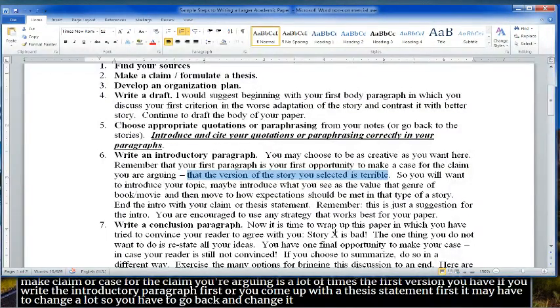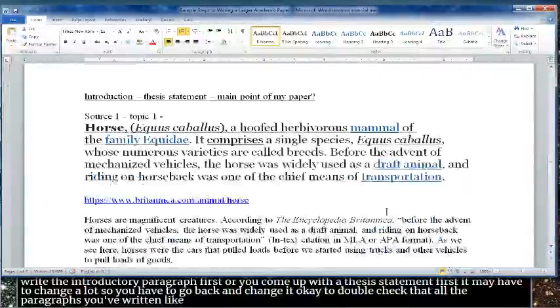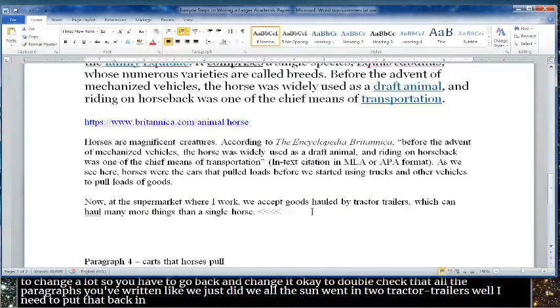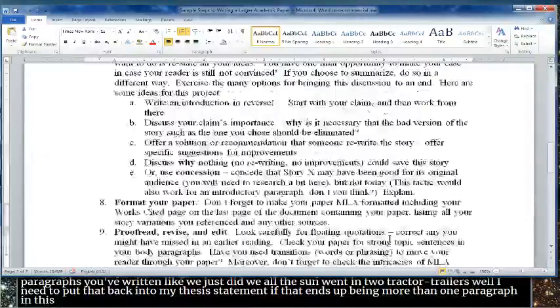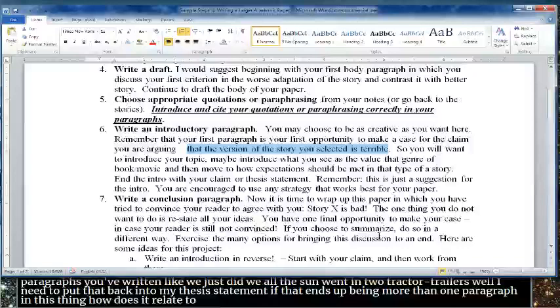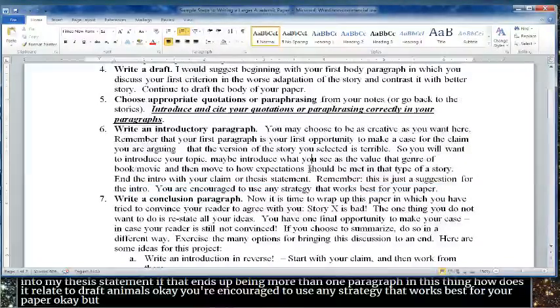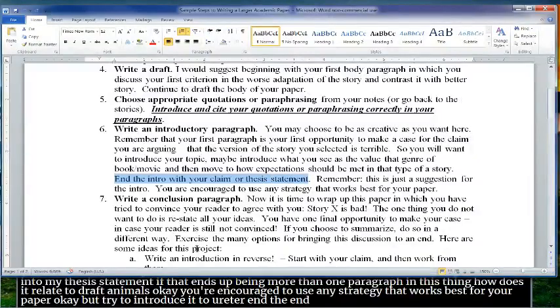Okay? Double check all the paragraphs you've written, like we just did. We all of a sudden went into tractor trailers. Well, I need to put that back into my thesis statement if that ends up being more than one paragraph in this thing. How does it relate to draft animals? Okay? You're encouraged to use any strategy that works best for your paper. But try to introduce it to your reader. End the intro with your claim or thesis statement. That's very important.